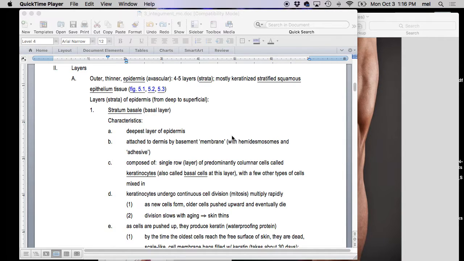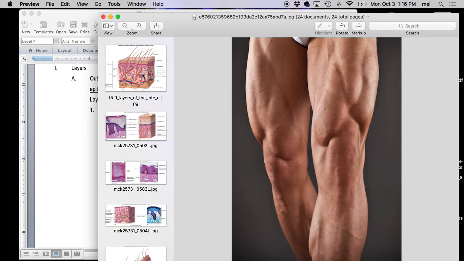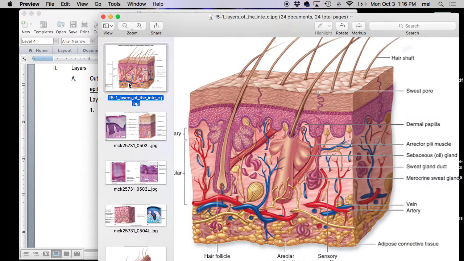So what we're going to do today is we're going to start building the skin. And the skin is not a hard set of notes, but it does have some interesting stuff that you may not have been exposed to in it. So we are going to be working on the epidermis today, and then we'll be doing the rest of the epidermis and the dermis next time.